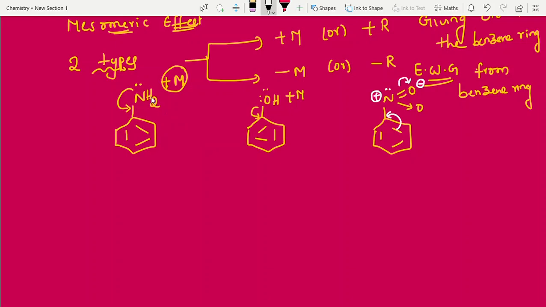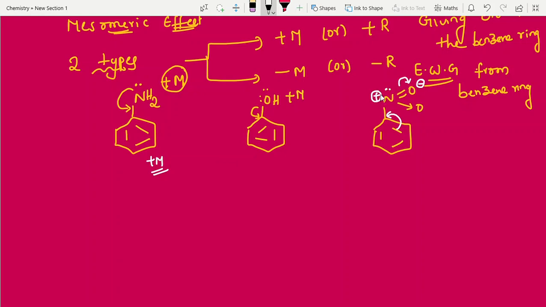In this earlier case, no one is taking. The nitrogen is giving to the benzene ring directly. Directly it is giving, so that's why you call it a plus M group. But here, nitrogen has a lone pair of electrons, there is no doubt, but the dominating one is oxygen. Oxygen is attracting electrons towards itself, in such a way that it gets a negative charge and nitrogen gets a positive charge.